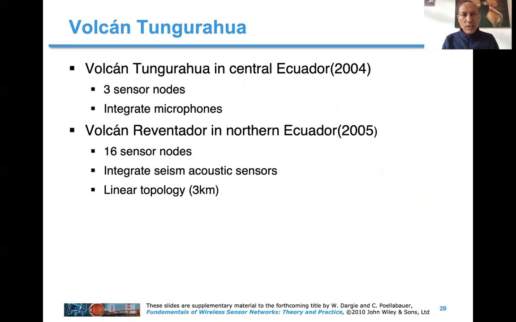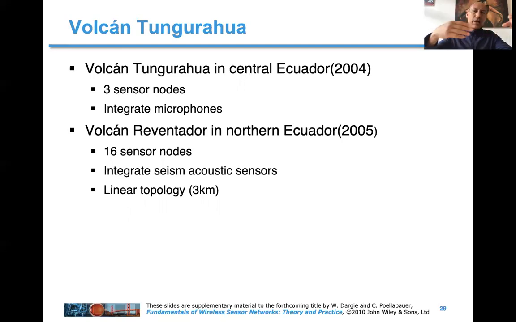Some researchers at Harvard University deployed a wireless sensor network in two different locations in Ecuador, one in 2004 and the other in 2005. Actually, the deployment setting was quite simple. In the beginning, they just used three different sensors, consisting mainly of highly sensitive microphones. But in their second deployment, they increased the number of sensors to 16 nodes and also integrated additional seismic sensors for accurate sensing.